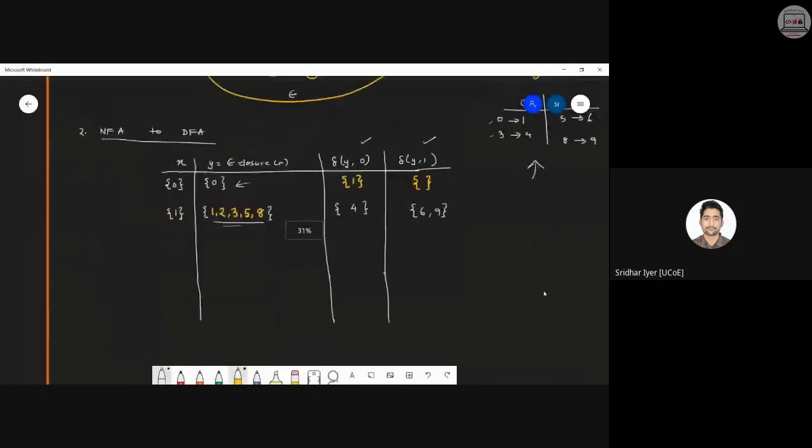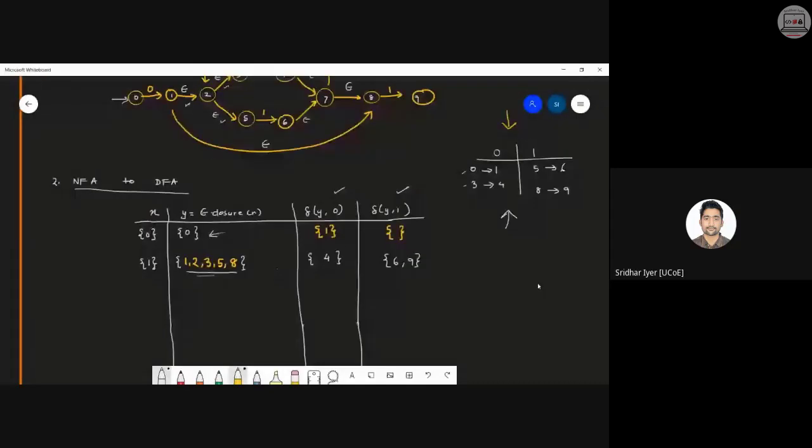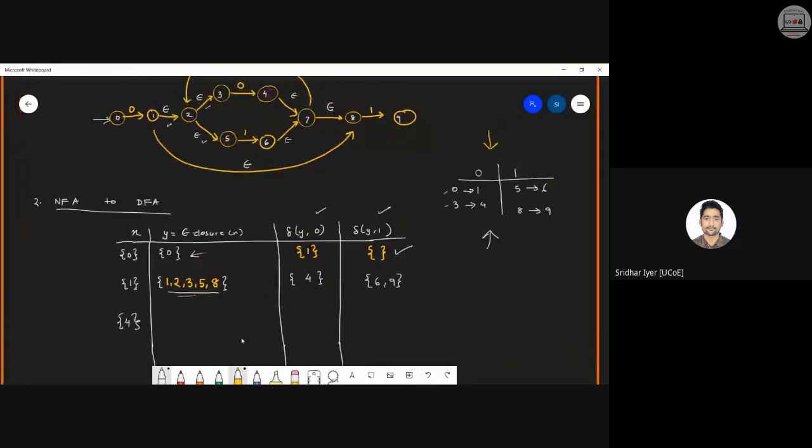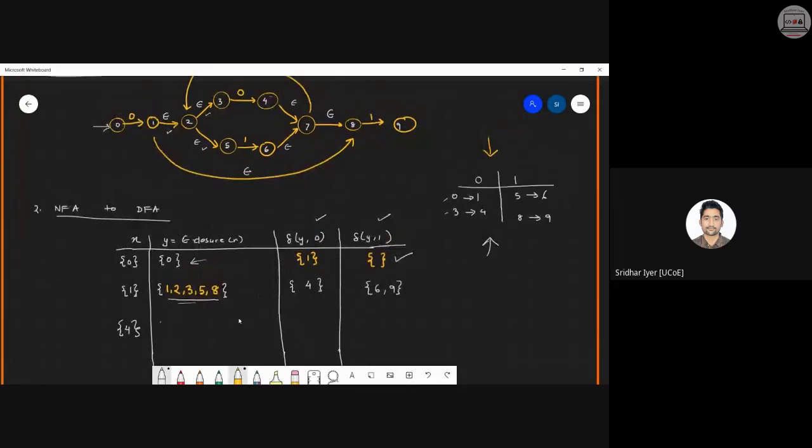I will consider this epsilon at the end. Okay? Let's first consider the remaining states which are yet to be traversed. So which is left? Consider 4 now. Check the diagram once again. From 4, obviously 4 will be a part of the set, so I have to write 4. Next, from 4 we can go to 7.